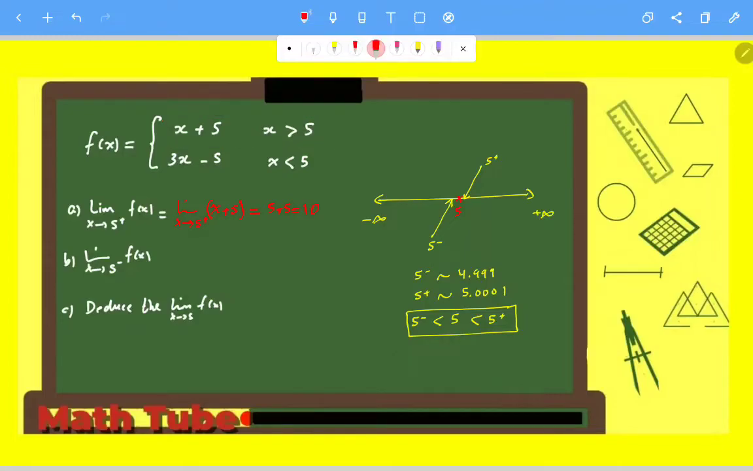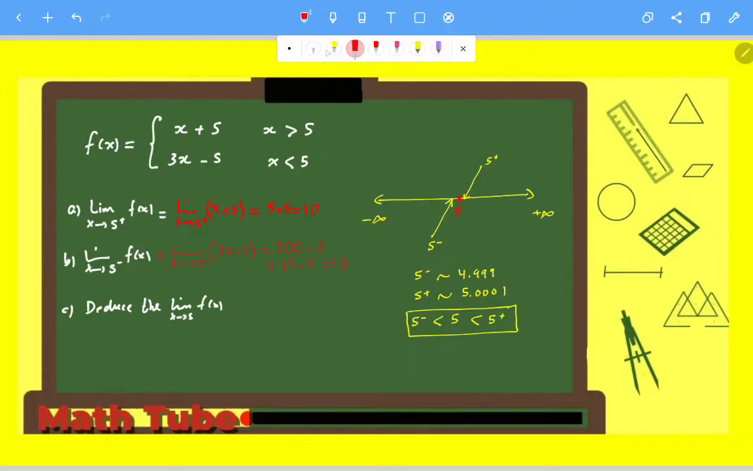In a similar way, I'm going to compute the second limit. Limit as x tends to 5 minus for f of x. So 5 minus is less than 5, which means that I need to use the second definition. So this limit is equal to the limit as x tends to 5 minus for 3x minus 5, which is equal to 3 times 5 minus 5, which is equal to 15 minus 5, and this will give 10.